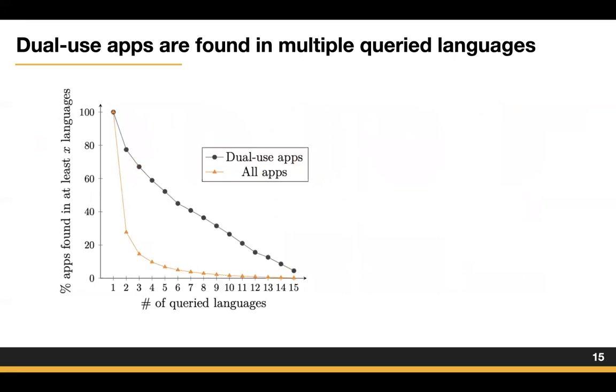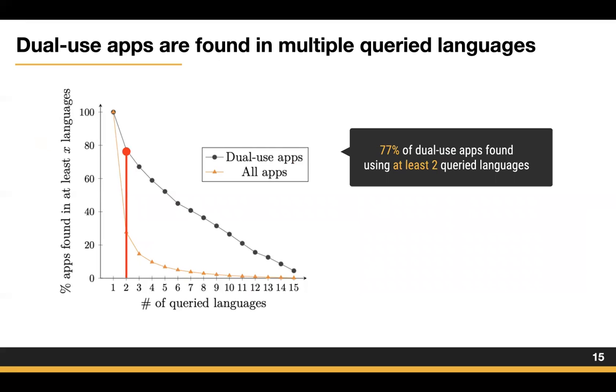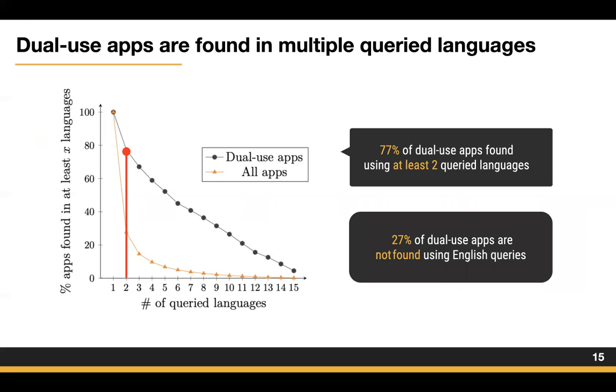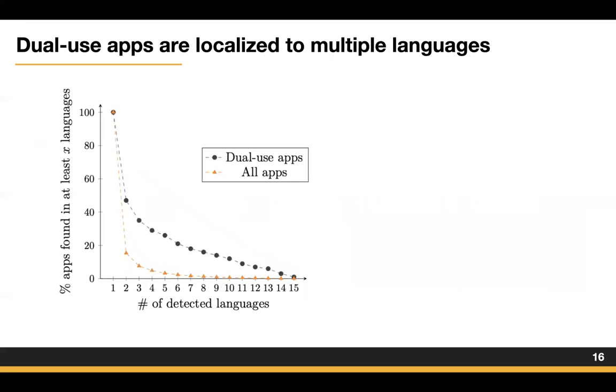We also looked at whether apps are easily findable by querying multiple languages. On the left, you can see that many dual-use apps are found when searching using 2 or more languages. In fact, 77% of dual-use apps are found using at least 2 languages, and 27% of dual-use apps are not found using English queries. Compared to an average app, it's easier to find dual-use apps by querying multiple languages.